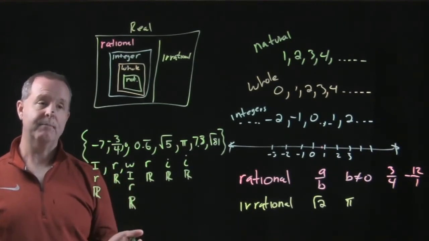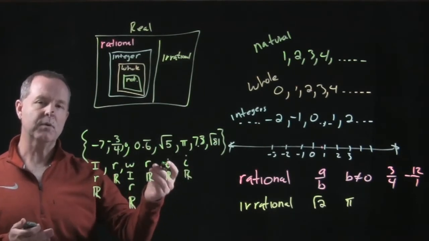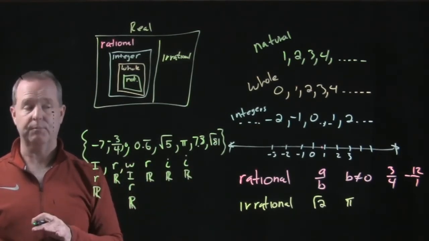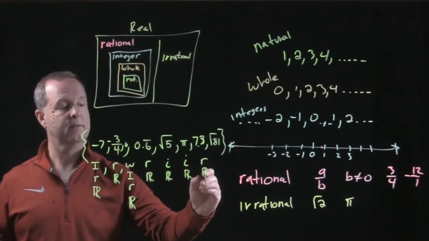7.3. 7.3 is a decimal. Well, there's no decimals that were on here. Well, decimals are equivalent to rational expressions. So this one is part of the rationals and the reals.